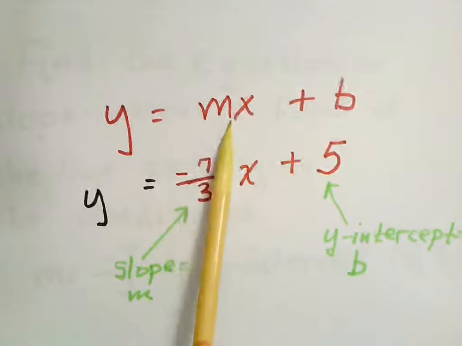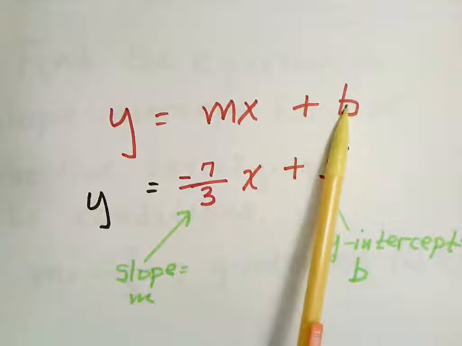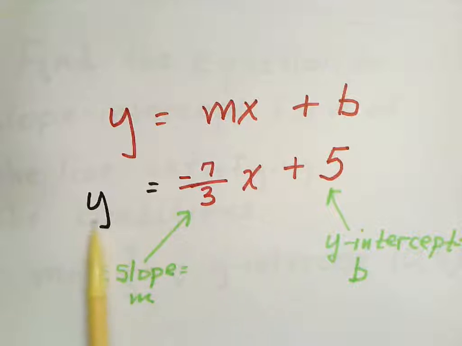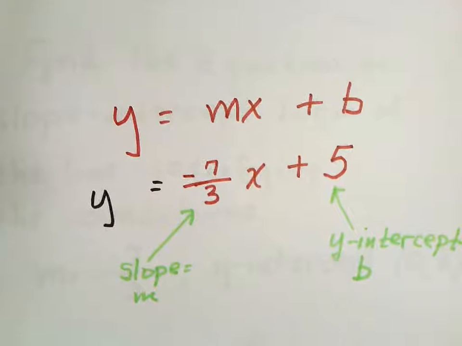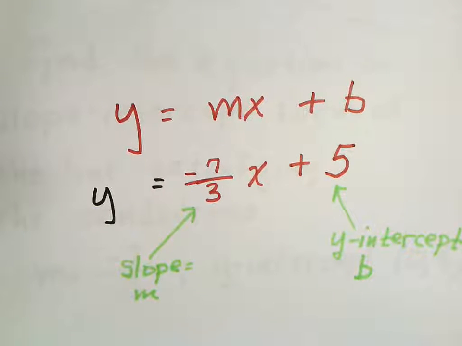So we were given the slope is negative 7/3. We're given the y-intercept, which was 5. And here we have our equation written in the slope-intercept form when the slope is given and when the y-intercept is given. So that was one example.